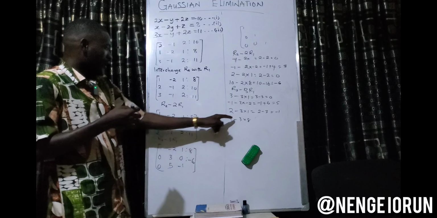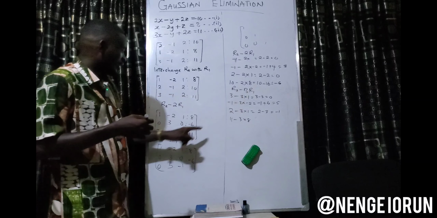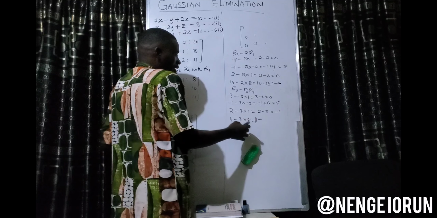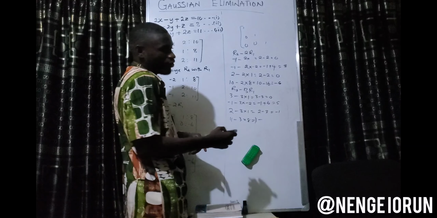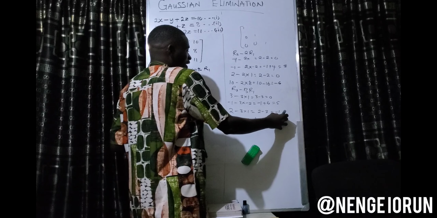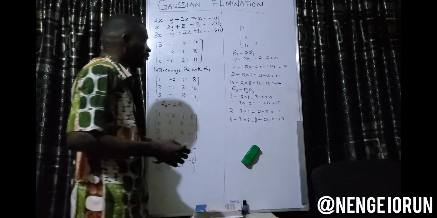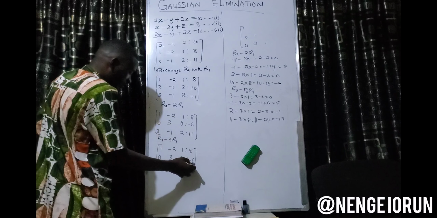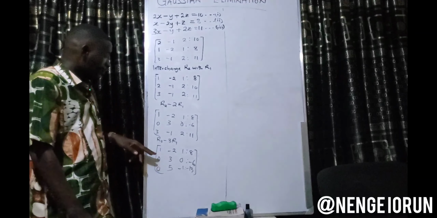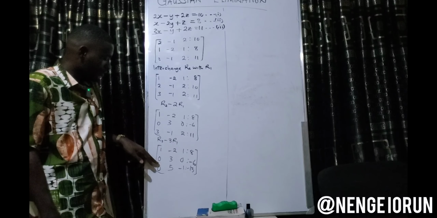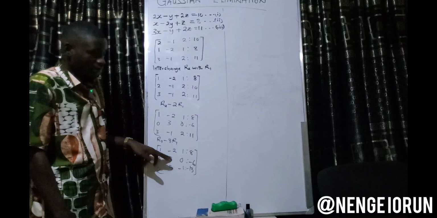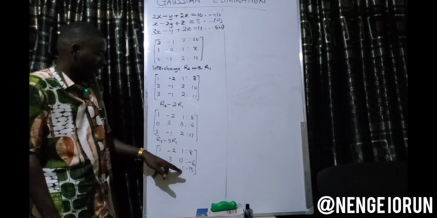11 minus 3 times 8. This will give us 11 minus 24, which is negative 13. So here you have negative 13. So now we have 1, 0, 0. The next step is to make this one 1, this one 0, then this one 1.